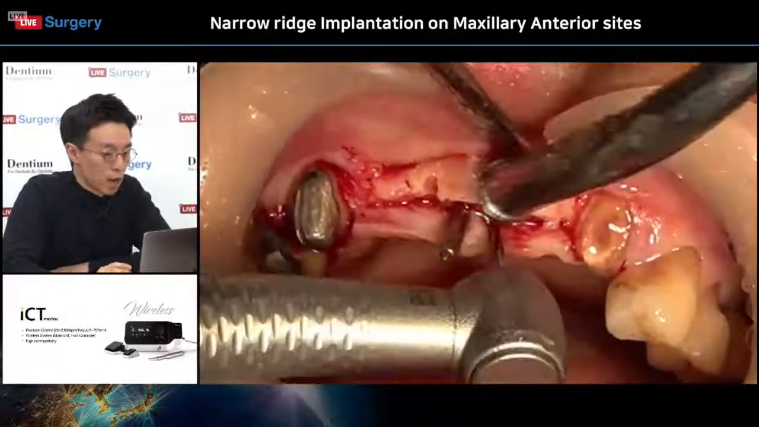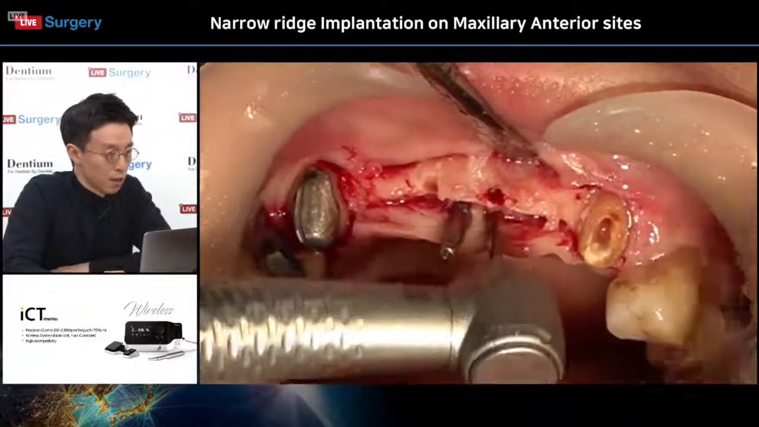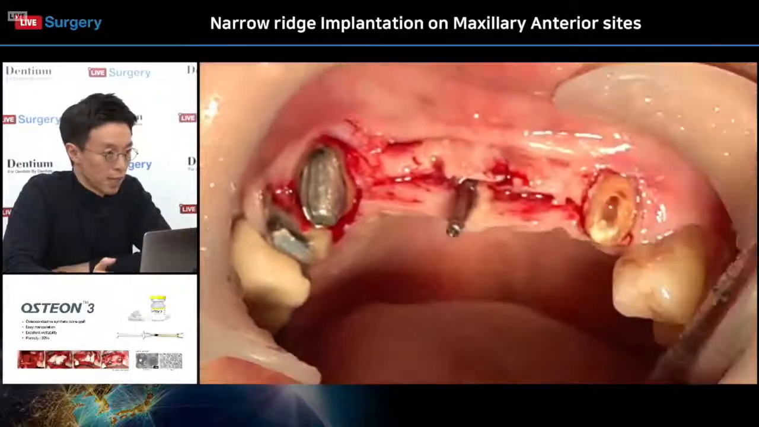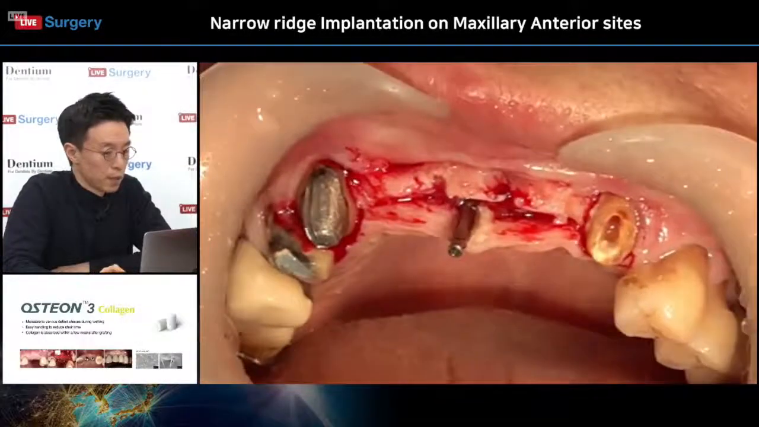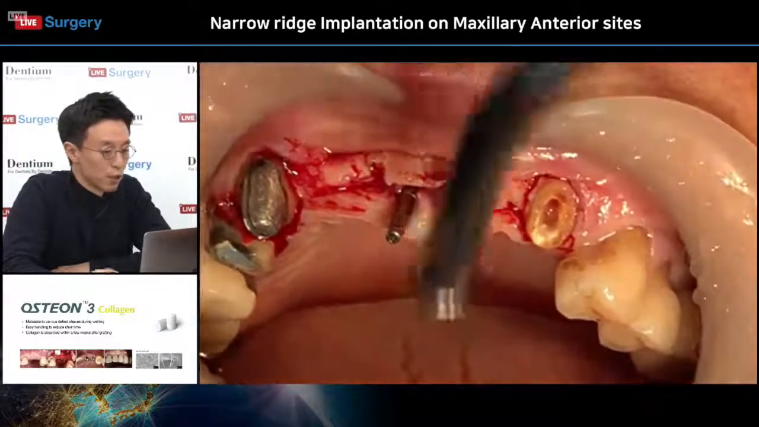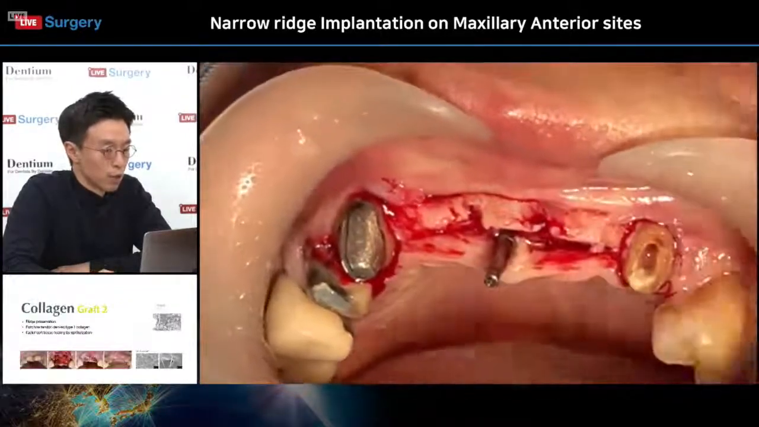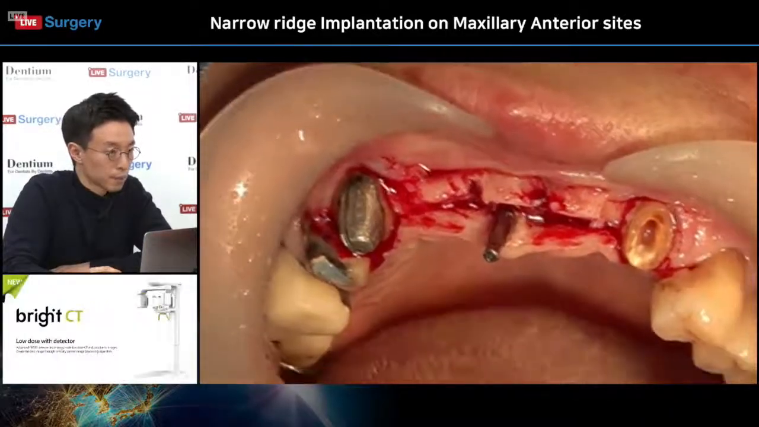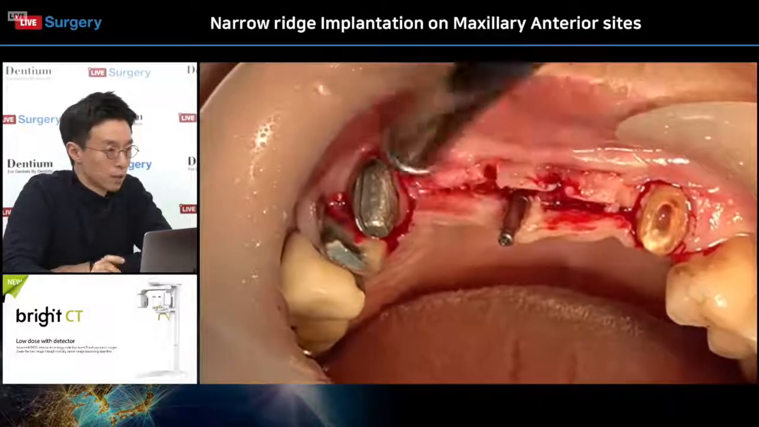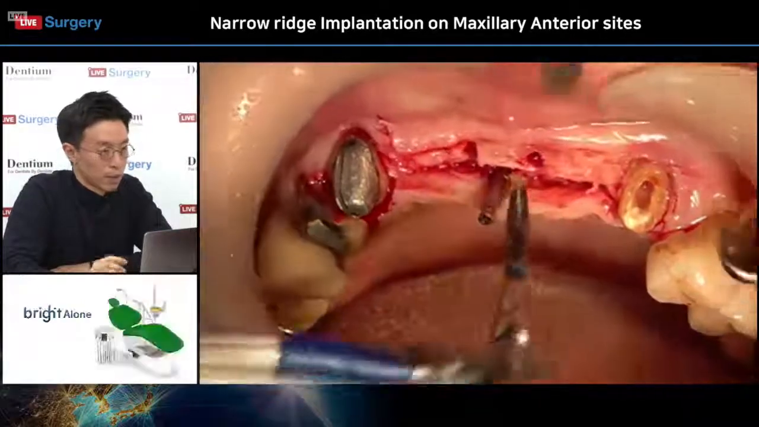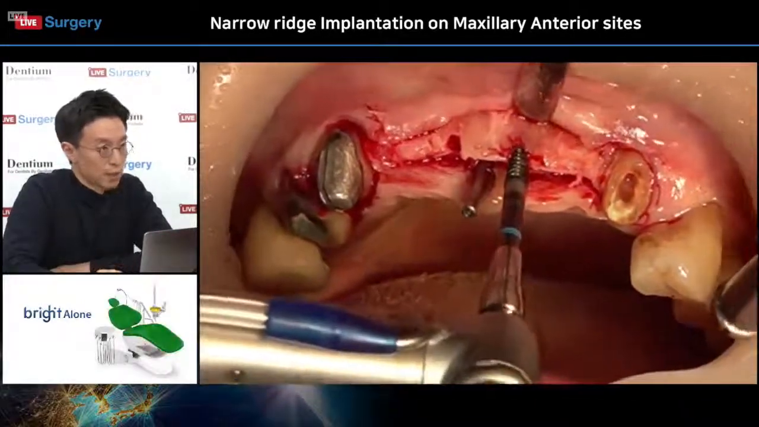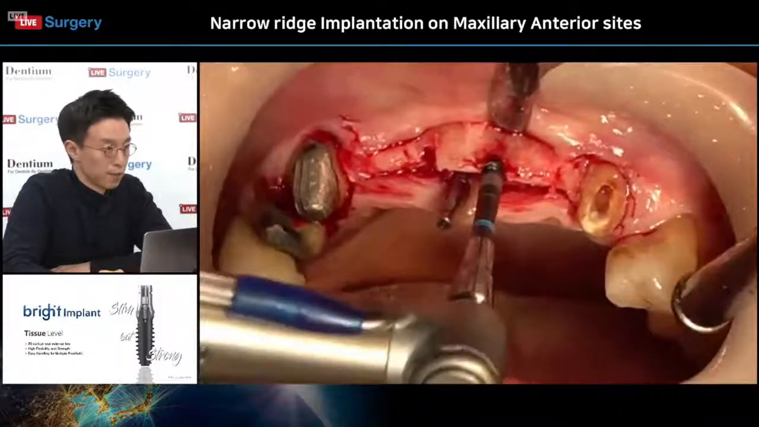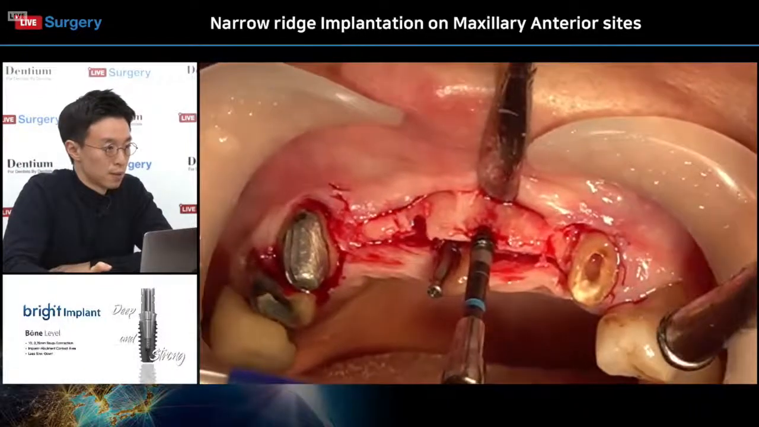When the bone is hard with a severely narrow ridge, like this situation, a high-speed surgical bur could be used in the cortical bone to make the implantation site hole. We can use the surgical bur with high speed as an initial drill instead of a Lindemann or guide drill.